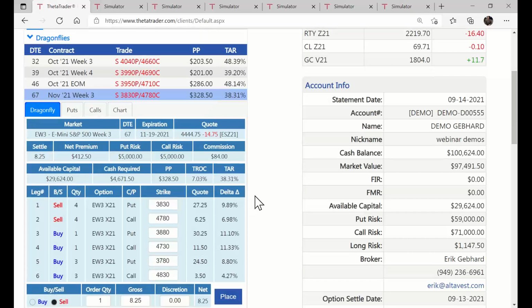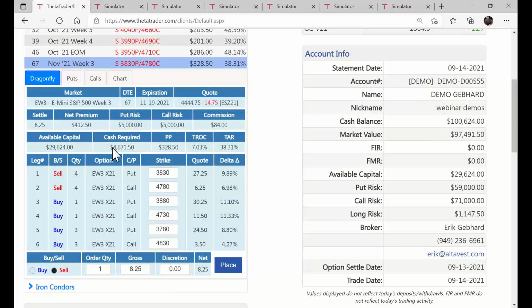You'll notice the cash required is 4,600. So it's obviously higher than the Condor because you're selling 4 puts and 4 calls. It's always in increments of 4. So if you did 2 Dragonflies, if you change the quantity to 2, see the number goes up to 9,300, so on and so forth.